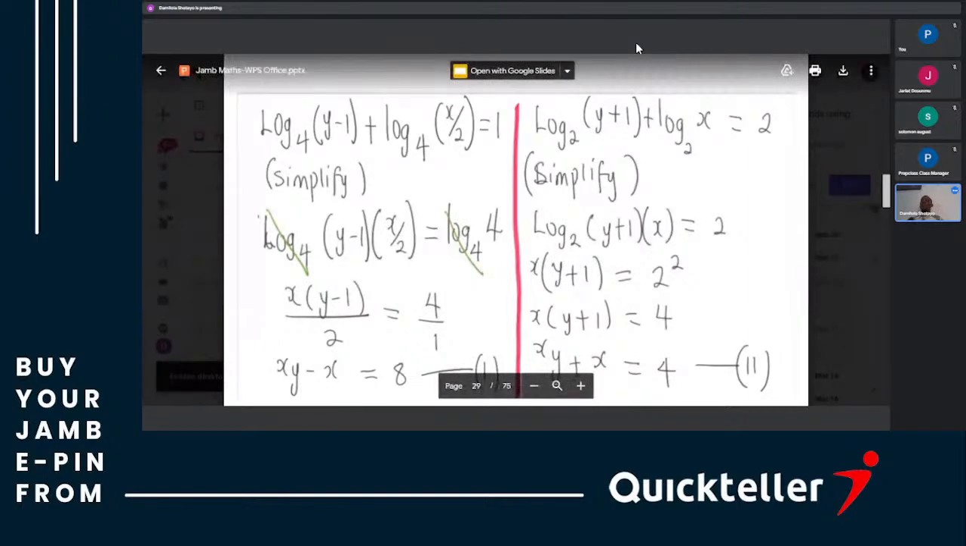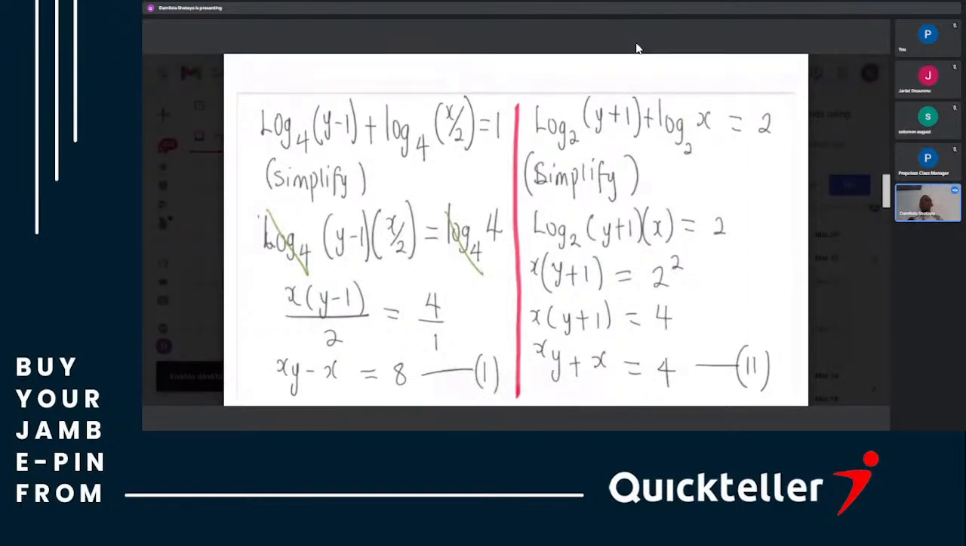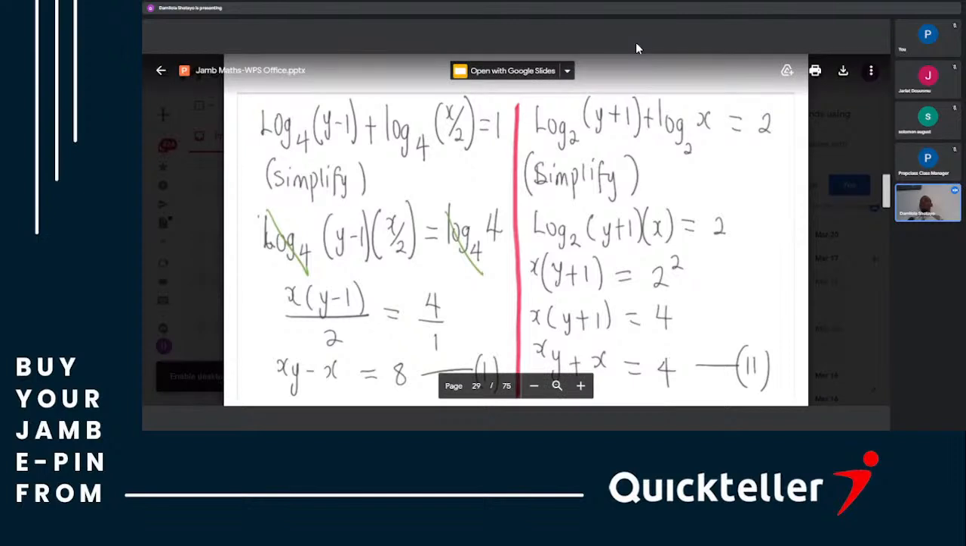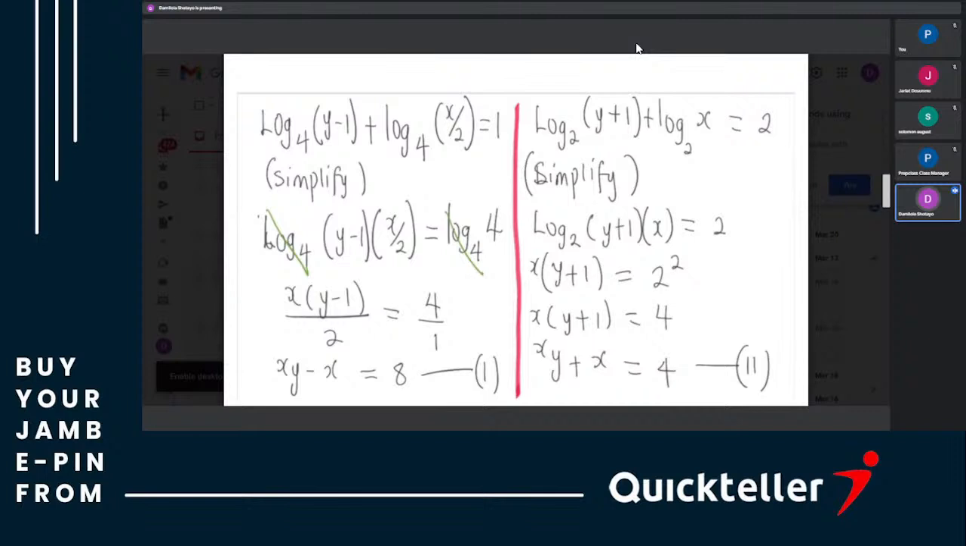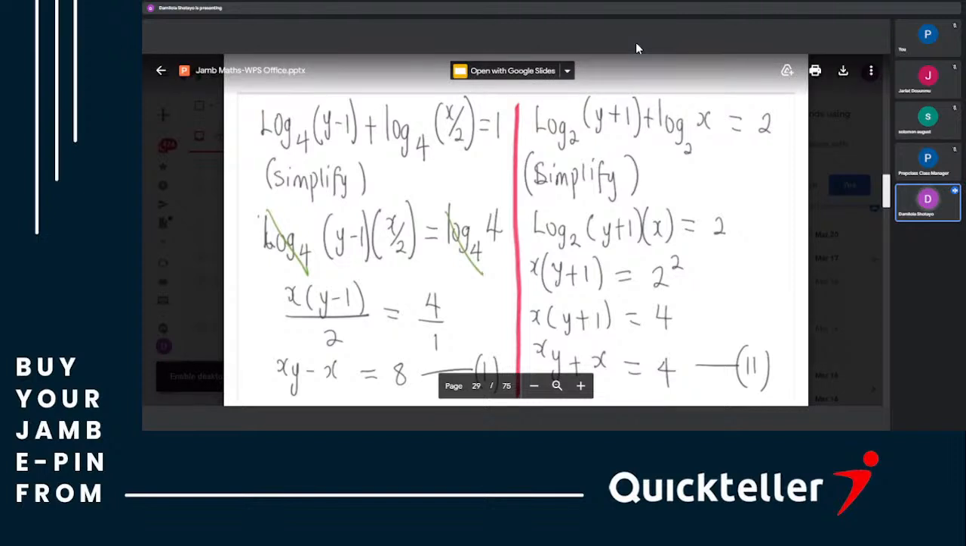x bracket y plus 1. The 2 under the log came to the other side to carry up the 2. Give me 2 raised to power 2. So I'm left with x bracket y plus 1. Multiply into the bracket. I'm going to have xy plus x times 1, that's x, equals 2 raised to power 2, that's 4, equation 2. Now I have gotten 2 distinct linear equations by simplifying the log. So the math is going from logarithm to simultaneous equation.